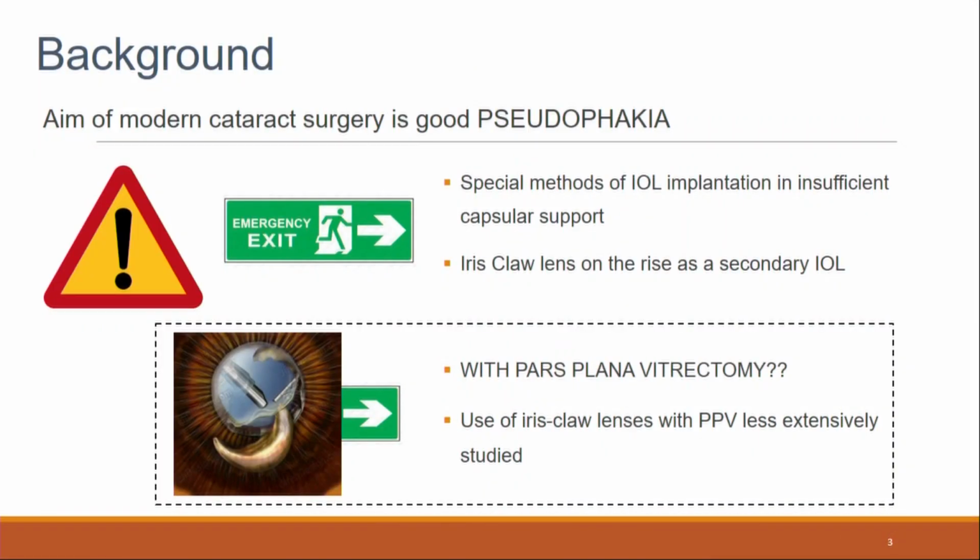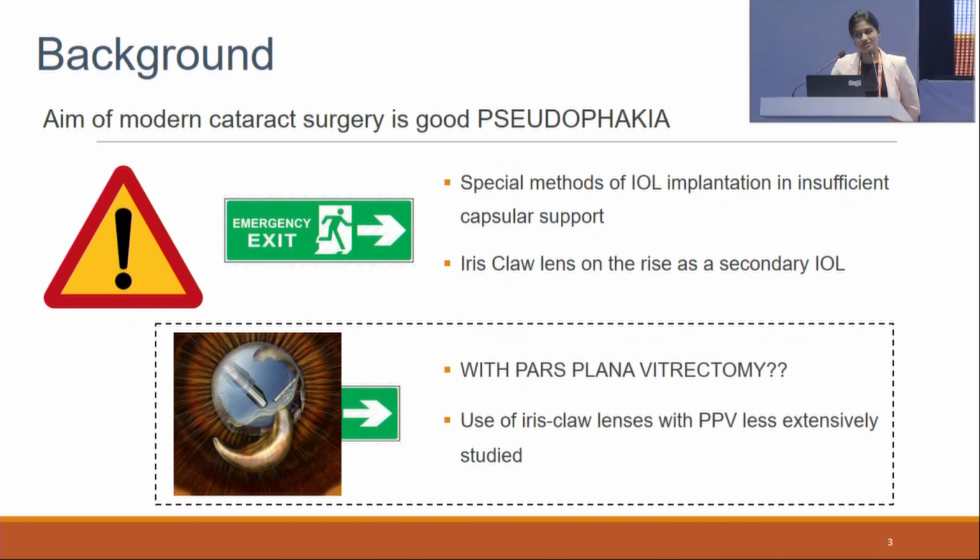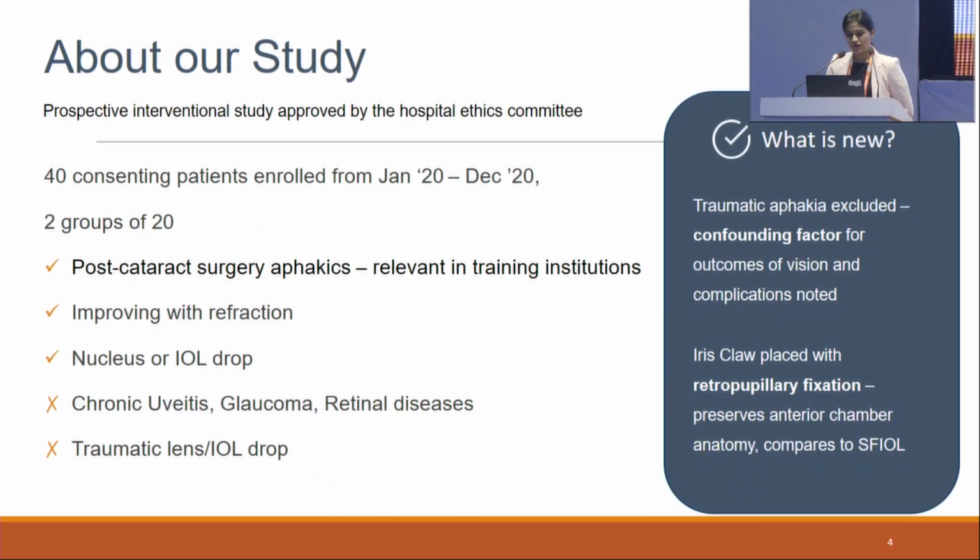The aim of a modern cataract surgery is to leave the patient with good pseudophakia. But sometimes things go south and we have to take an emergency exit of implanting special methods of IOLs in insufficient capsular support. In this regard, iris claw lenses have come up in a huge way, being a versatile player in both anterior chamber implantation as well as a retropupillary tuck. But we wondered how about using this along with pars plana vitrectomy with an associated lens or nucleus drop.